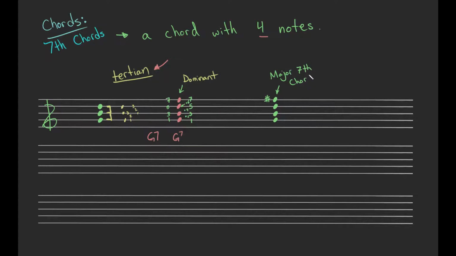You could say tertian major 7th chord, but that's kind of overkill most of the time when you talk about dominant 7th chords and major 7th chords. We already assume they're tertian, so dominant 7th chord. Okay. So what's the difference? How do you make these?